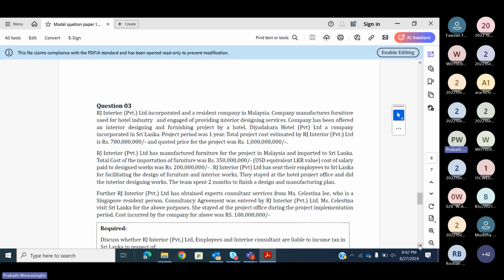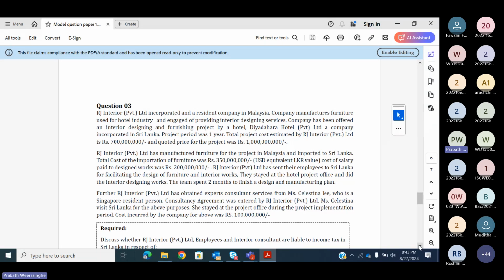It's very clear there is a source in Sri Lanka. The project has been offered. The project period was 1 year. The total project cost estimated by RJ Interiors is 700 million, and the quoted price for the project was 1 billion, right? So that means their income could be 1 billion, and 700 million could be the expenditure. RJ Interior Private Limited has manufactured furniture for the project in Malaysia and imported it to Sri Lanka. The cost of importation of the furniture was 350 million. The cost of the salaries paid for design work was 200 million.